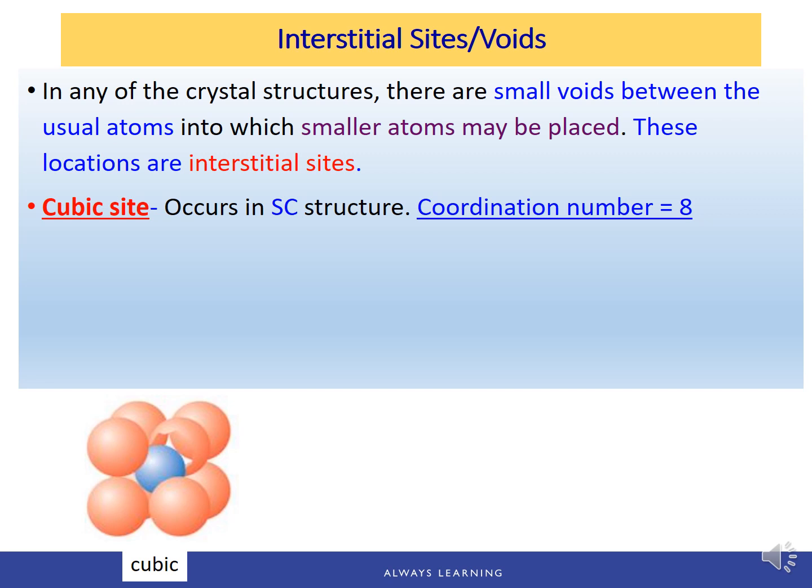The common interstitial sites include the cubic site, which occurs in the simple cubic structure. If we stack 8 atoms together to form a simple cubic, there is one type of interstitial site in the middle, at the cubic center, and this is the cubic site. The cubic site has a coordination number of 8, because this blue atom, which is the atom we're going to put inside the interstitial site, should be in touch with the 8 atoms that form this interstitial site. So the coordination number is 8 for the cubic site.